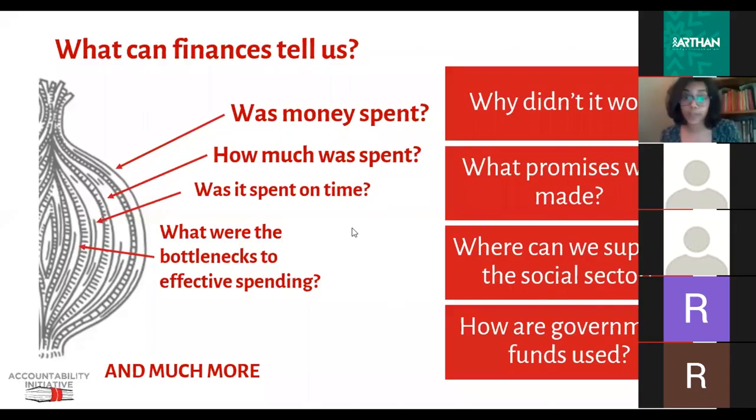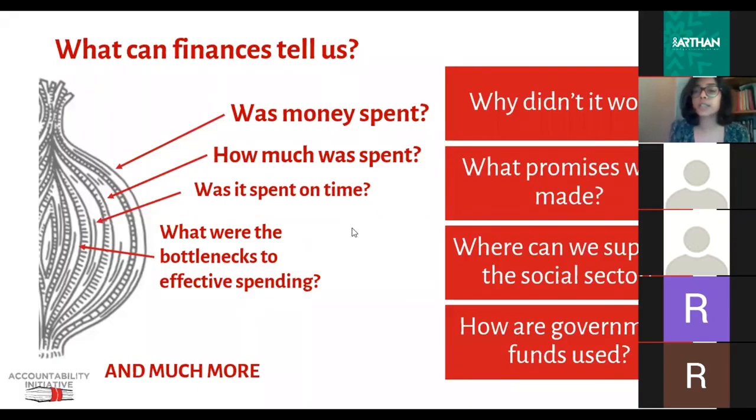One way of looking at finances that helps us at Accountability Initiative a lot is to think of it as an onion. It's a very layered concept, and peeling off each layer gives you a deeper understanding of it. First, we want to know what the important numbers are. For example, for a scheme, how much money was spent or when the money was spent gives you one perspective of how the scheme has been implemented.